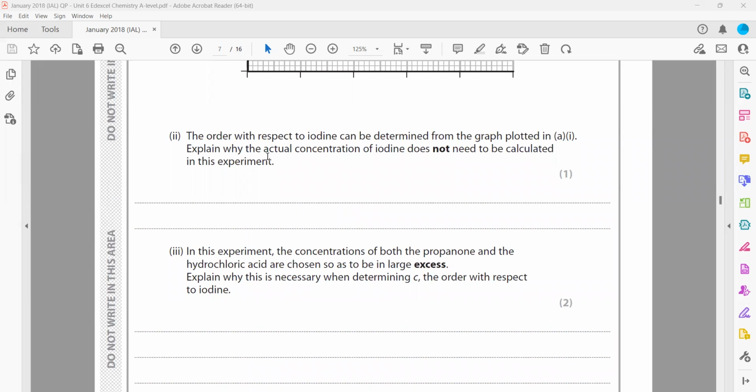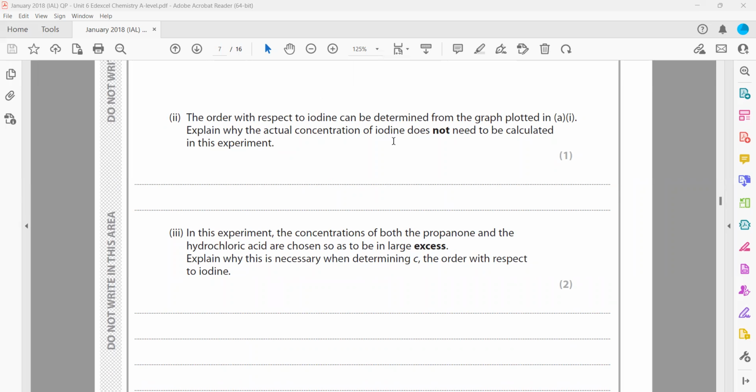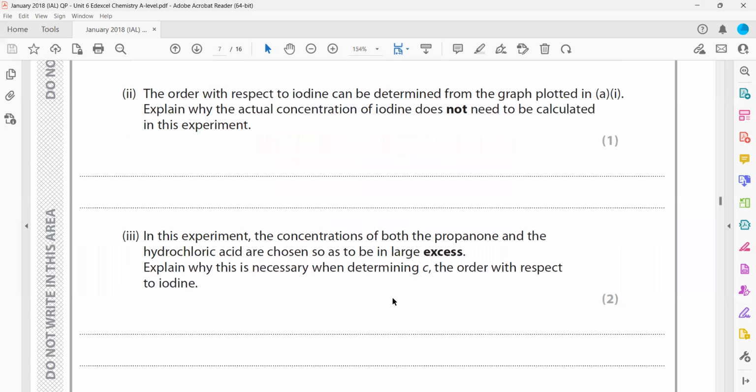The next one: the order with respect to iodine can be determined from a graph. Explain why the actual concentration of iodine does not need to be calculated in this experiment. Like, why we don't have to calculate the actual concentration of iodine. So the main reason is that the concentration of iodine totally depends on how much thiosulfate is used. So we don't have to actually calculate it, as we know the ratio between the iodine and thiosulfate. If we have more iodine, it means a greater amount of thiosulfate is needed. That's why we don't have to directly know the concentration of iodine to work out the rate of reaction.